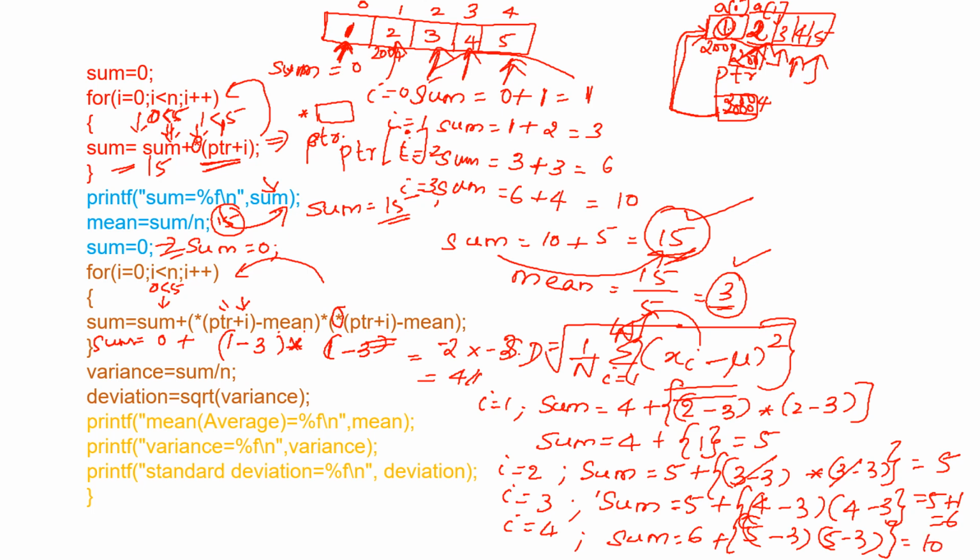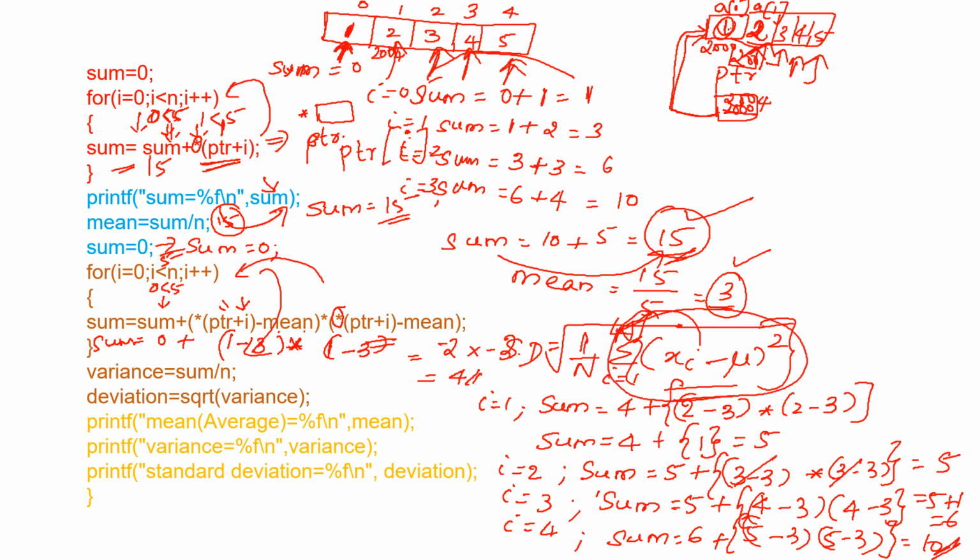i will be again incremented. See, when i is incremented, now i will become 5. Whether 5 is less than 5? No, it is false. It comes out of the loop. Now you have got the value for sum is equal to 10. Okay, so till this you have evaluated, this part is evaluated.